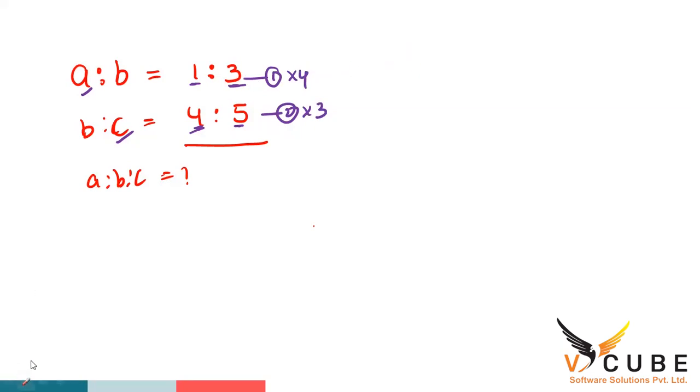First one, look: 1 into 4, 3 4s are 12, so 3 4s are 12, 3 5s are 15. So find out the A is to B is to C.